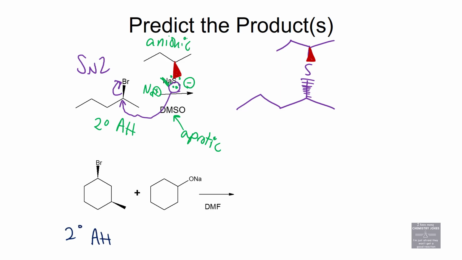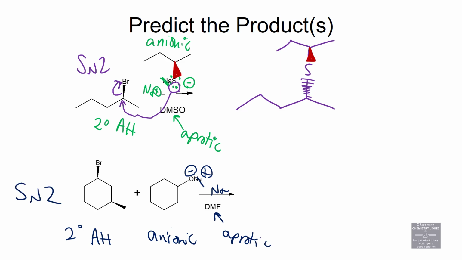Secondary alkyl halide. Anionic nucleophile. That O and Na are not connected. The Na is over there by himself. Anionic. An aprotic solvent. Sn2. That's the only reaction we've learned, so hopefully you already knew that's what you should do. Yeah. O minus, the nucleophile, attacks the carbon with the halogen, and you get this.